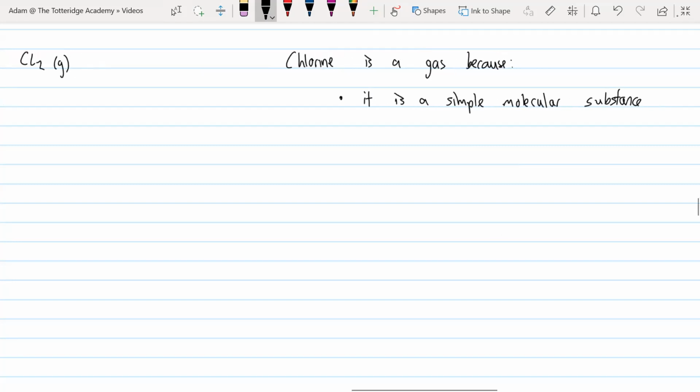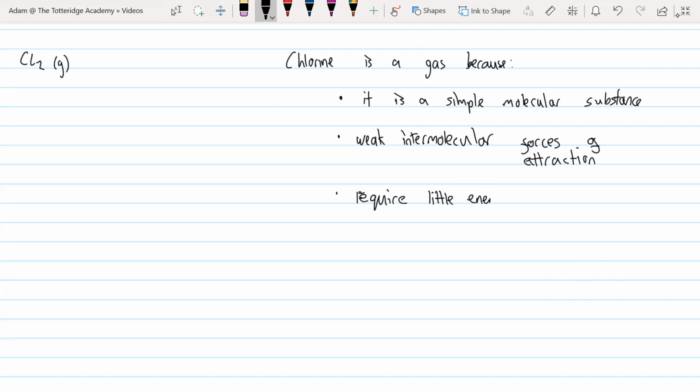So chlorine is a gas because it's a simple molecular substance. It has weak intermolecular forces of attraction, or weak forces between molecules. Either is fine. And then your final point there is they require little energy to break. Don't write easy to break. Write they require little energy to break. And we're not going to go back over that in detail because that is from an earlier unit on structure and bonding. If you need to, pause the video to mark and correct your work.